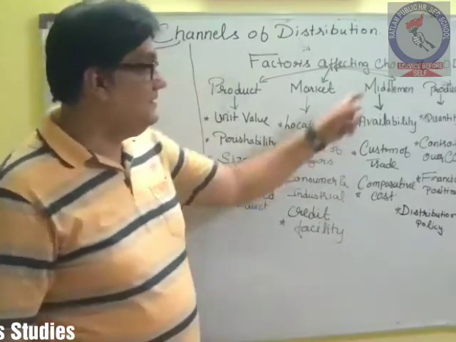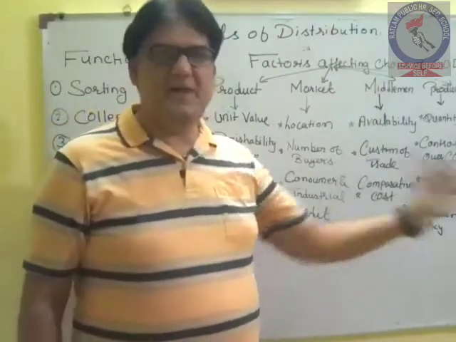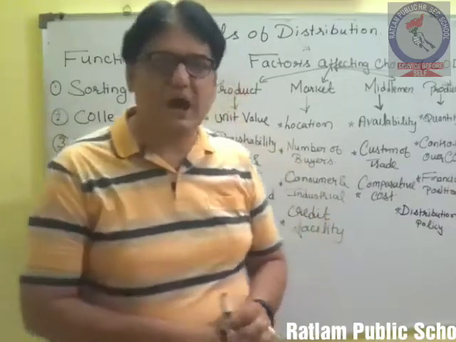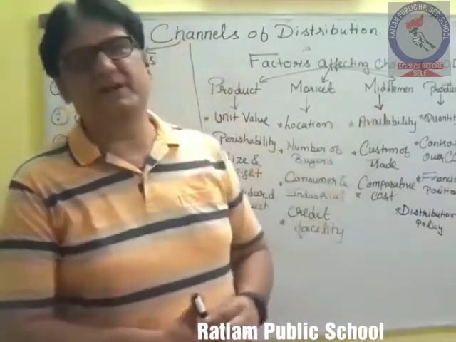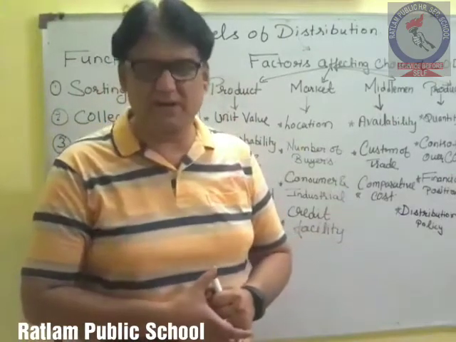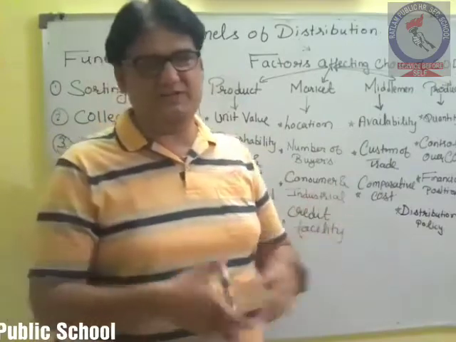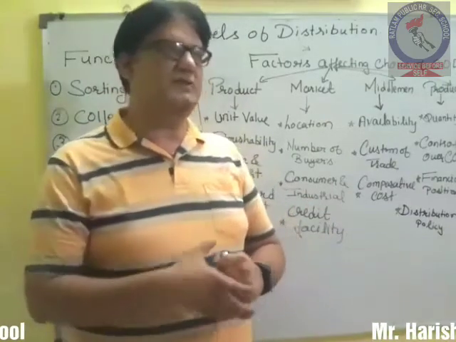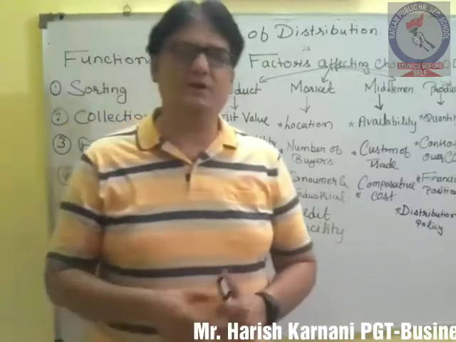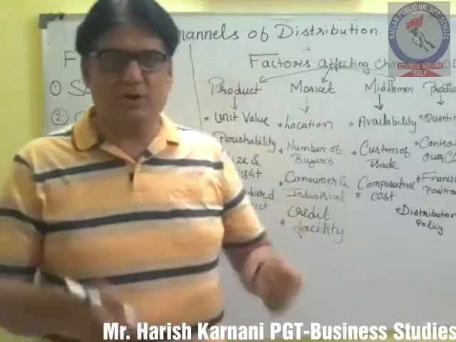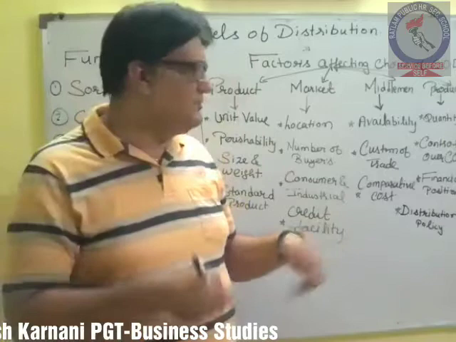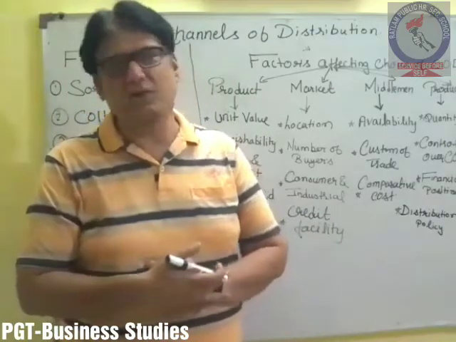Then comes middlemen. The middleman is also another factor which affects the choice of channel of distribution. How? First thing, availability of the middleman. If a good quality, skilled middleman is available easily in the market or the place where you are doing your business, then you can use the long channel of distribution. But if middlemen are not available easily and you are not finding a skilled middleman who can do your work, then you have to think of selling the goods directly by your own efforts.